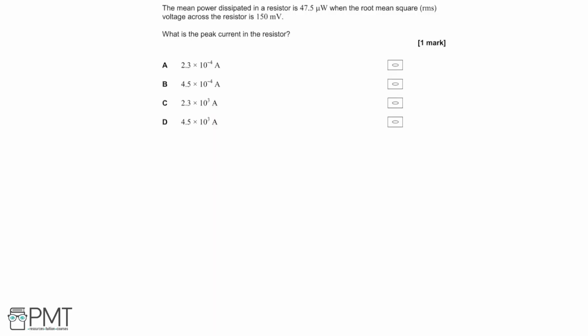This question is about mean power. The question says, the mean power dissipated in a resistor is 47.5 microwatts, where the root mean squared voltage across the resistor is 150 millivolts. What is the peak current in the resistor?